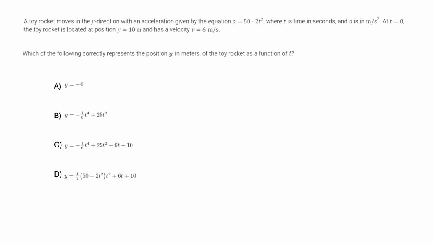A toy rocket moves in the y direction with an acceleration given by the equation a equals 50 minus 2t squared, where t is time in seconds and a is in meters per second squared. At t equals 0, the toy rocket is located at position y equals 10 meters and has a velocity v equals 6 meters per second. Which of the following correctly represents the position y in meters of the toy rocket as a function of t?